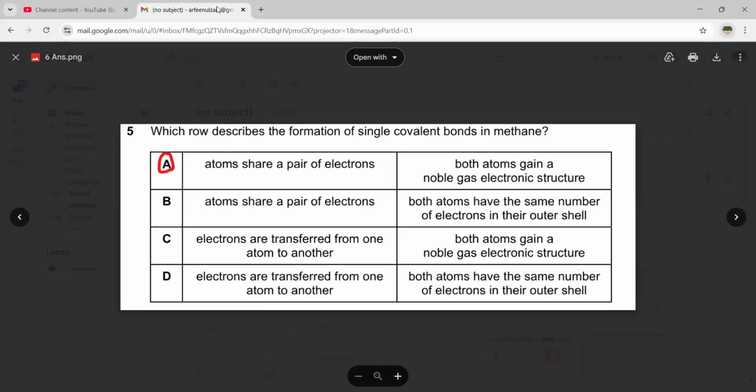Which row describes the formation of a single covalent bond in methane? What happens in methane? A carbon is forming a bond.